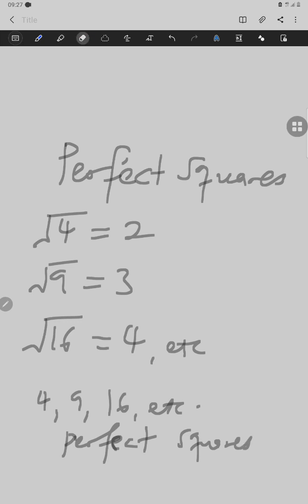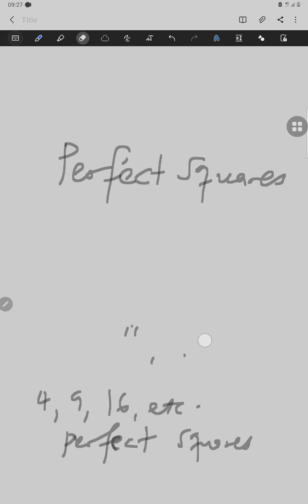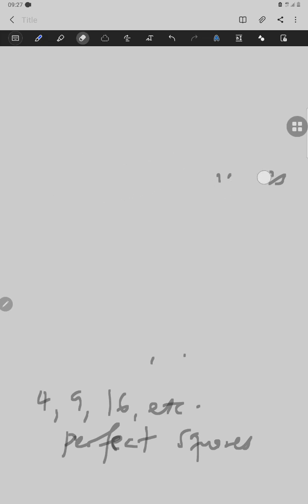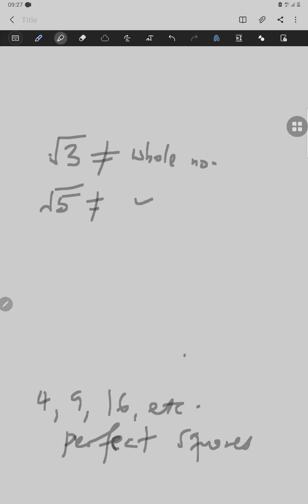All right. But how about if we have the square root of a number like, let's say, 3? Do you get a whole number? You don't get a whole number. What do I mean? If I take the square root of 3, what do I get? I'm not going to get a whole number. When I take the square root of 5, it's also not equal to a whole number or an integer. The square root of 7 is not a whole number, okay?